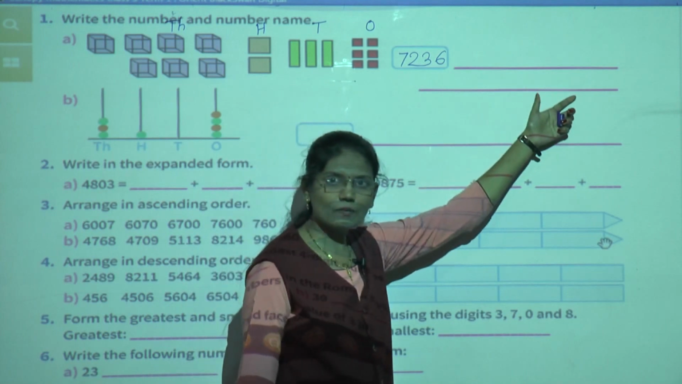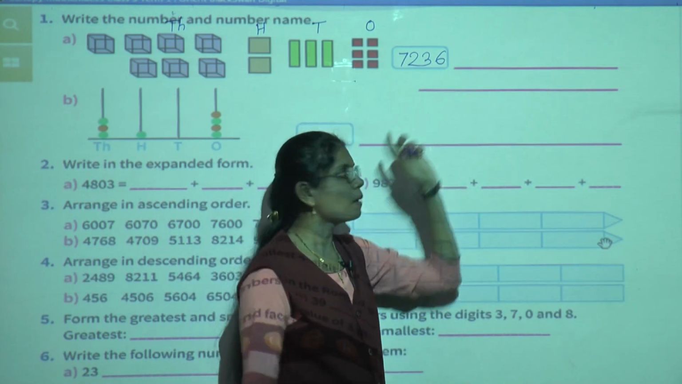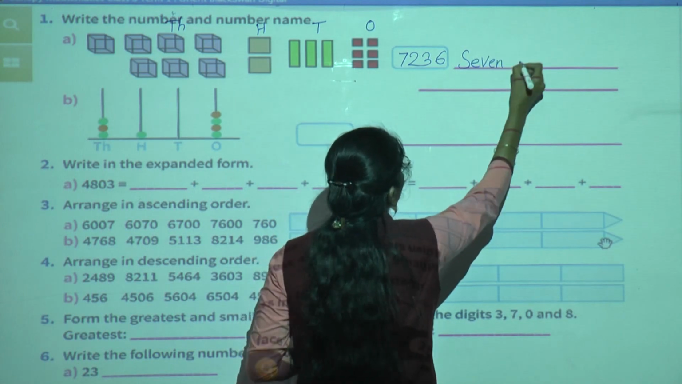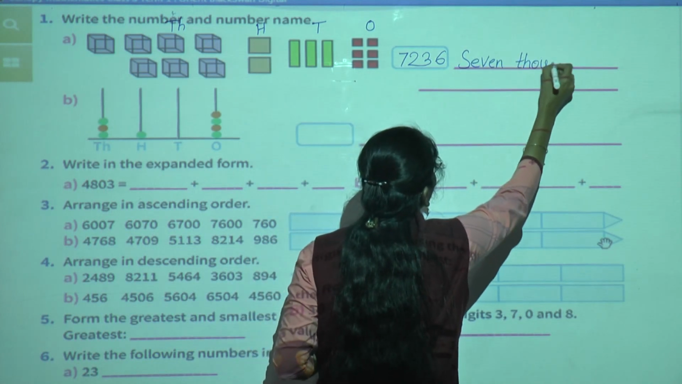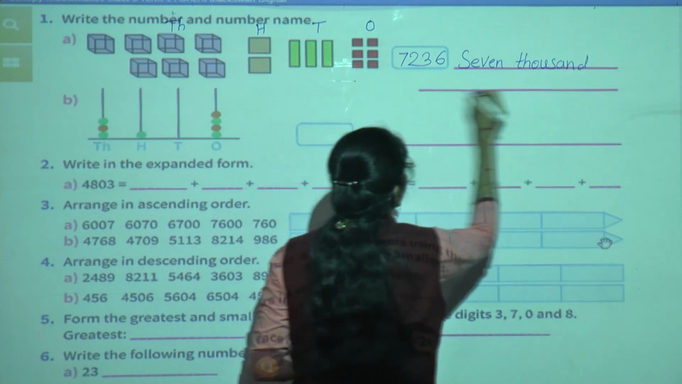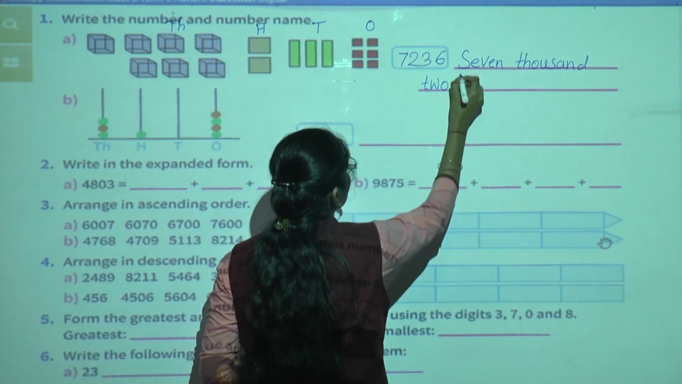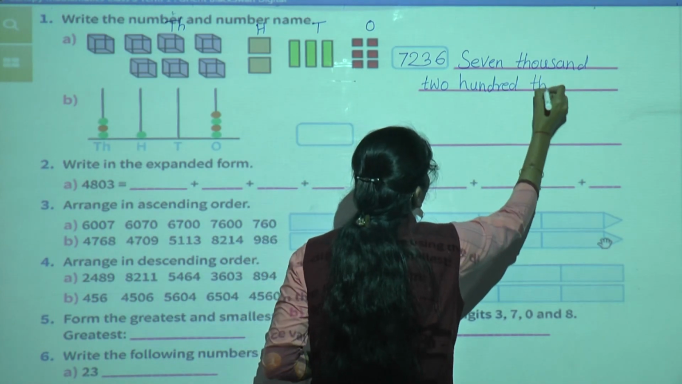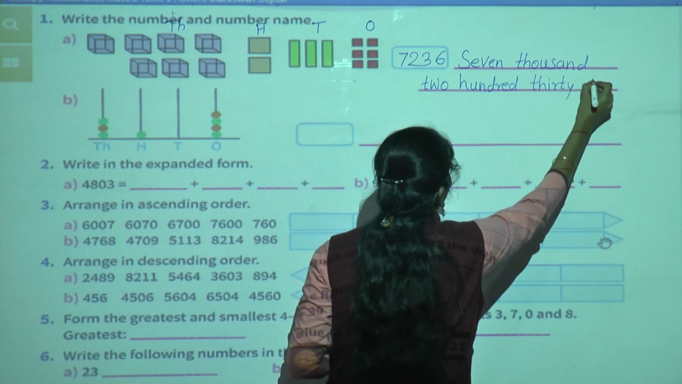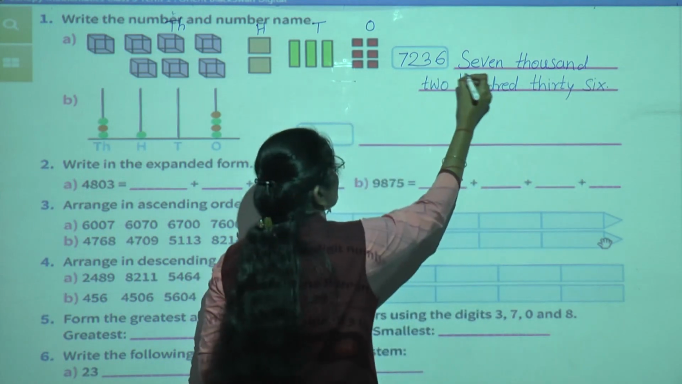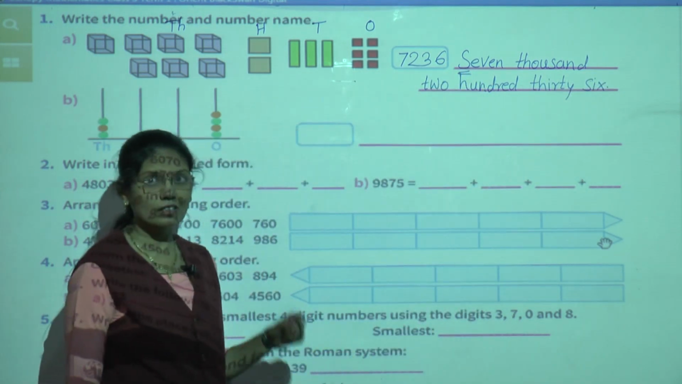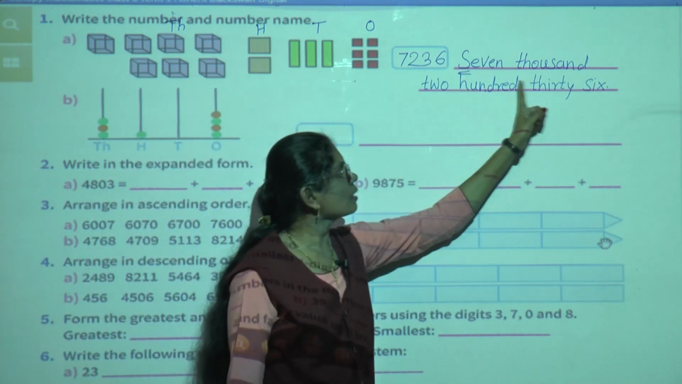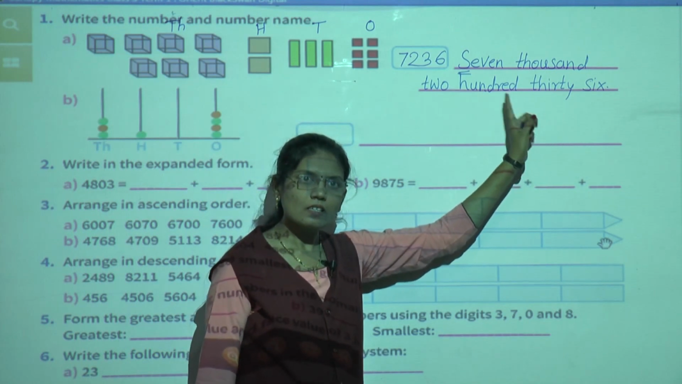Now on the given line we have to write its number name. So let us write 7,236. While writing the number name, only the first letter should be capital. Keep this in your mind. Only the first letter should be capital, and all the remaining letters should be small letters.